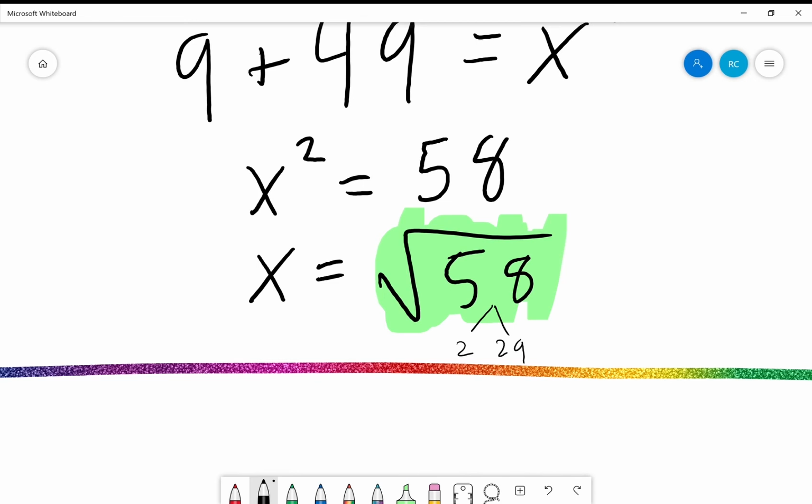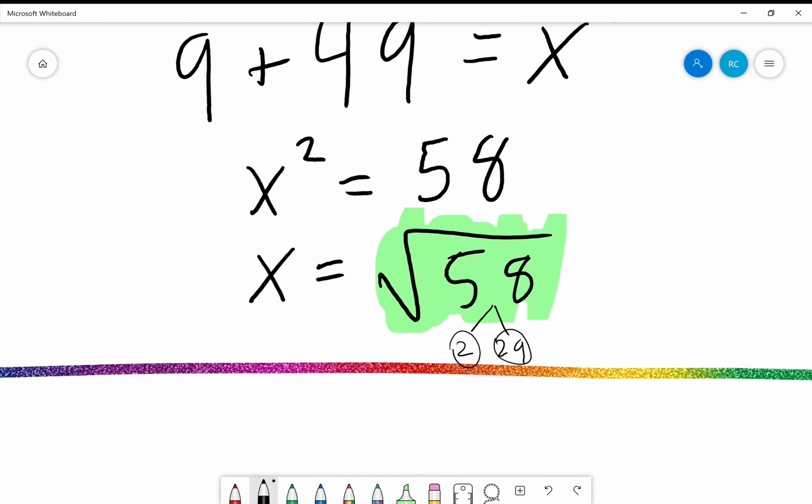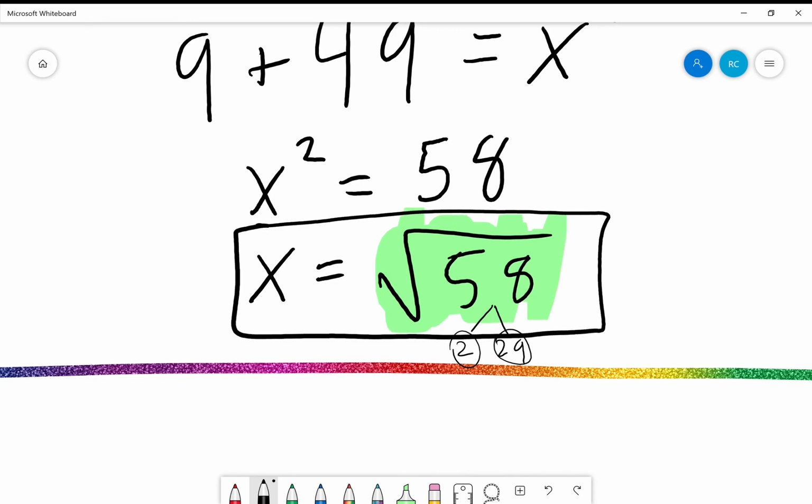Well, 29 is prime. 2 is prime. There is no simplification we can do here. There aren't any pairs of factors that we can rescue from the radical. So this is our final answer, the square root of 58.